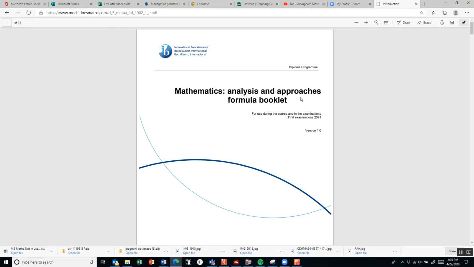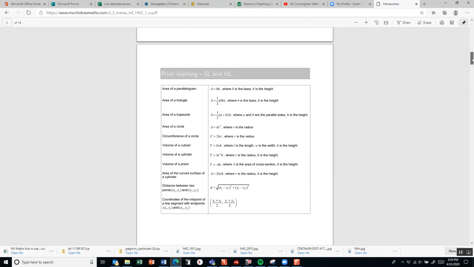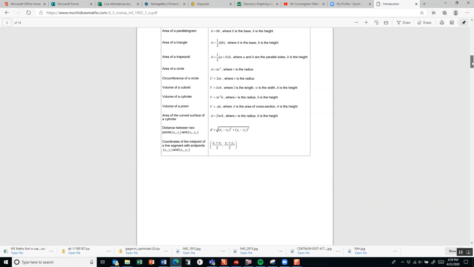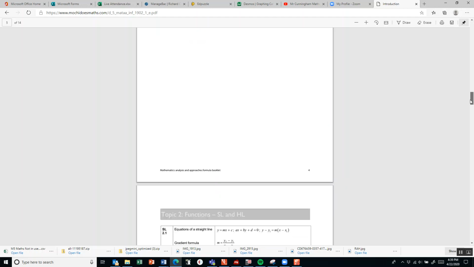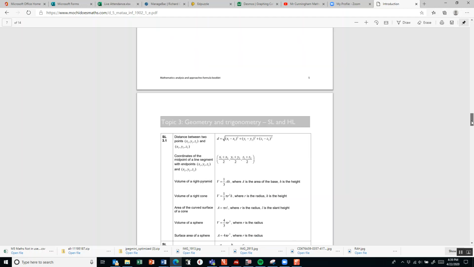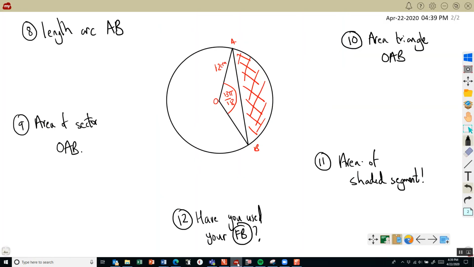I will put this on Teams for you, but if we go through here, we can see prior learning, lots of nice formulas. I'm not interested in this at the minute. I want to go down to this stuff. Length of an arc, L is equal to R times theta. R is the radius, theta is the angle measured in radians. So that is the formula I will use for the first one.